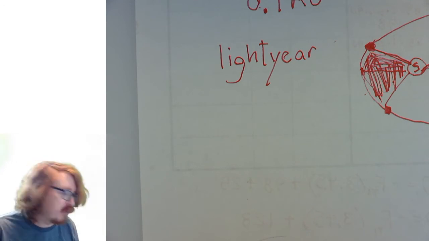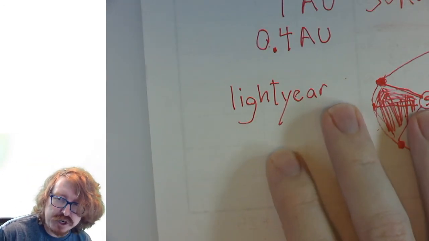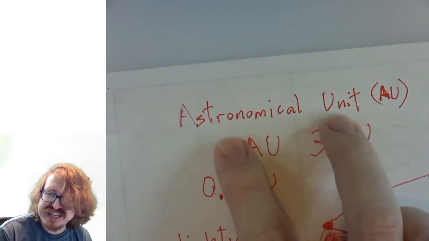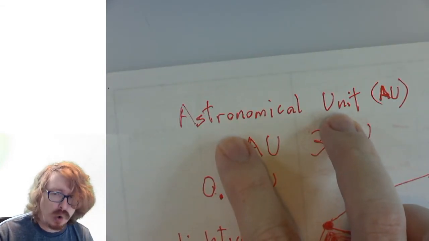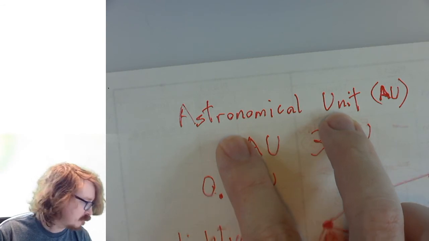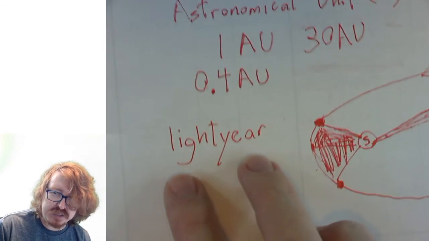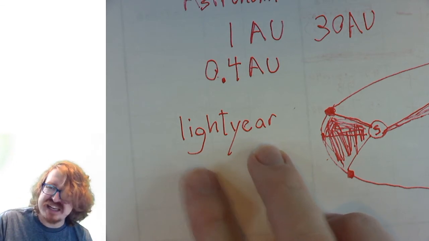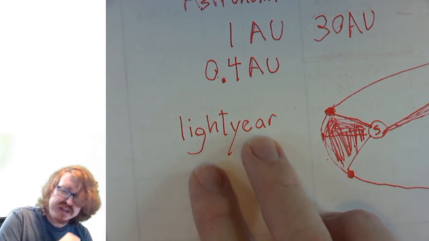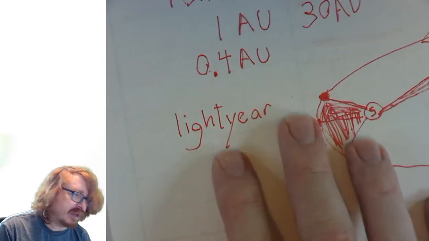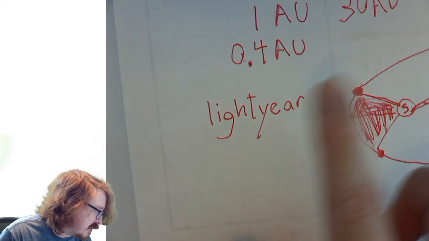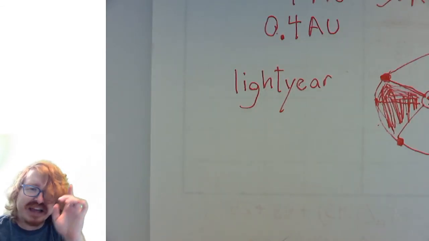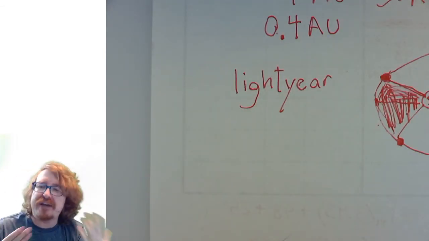But yeah, this is a much bigger unit. We use astronomical units for distances between planets or things in the solar system. And we use light years for distances between stars and galaxies and anything bigger like that. Okay, so what is a light year? Well, it has something to do with a year and something to do with light. And it has something to do with a special property of light that we haven't talked about yet.